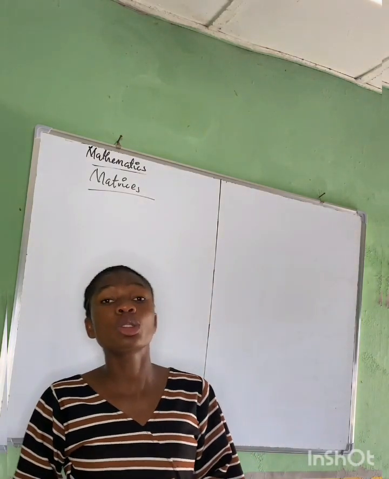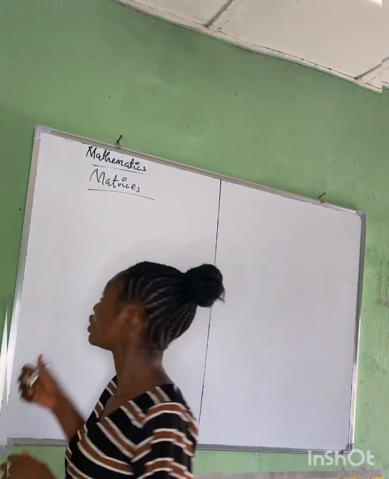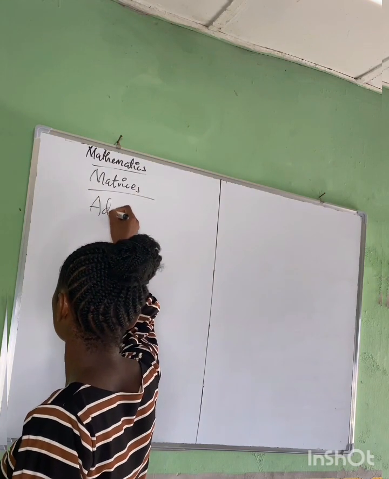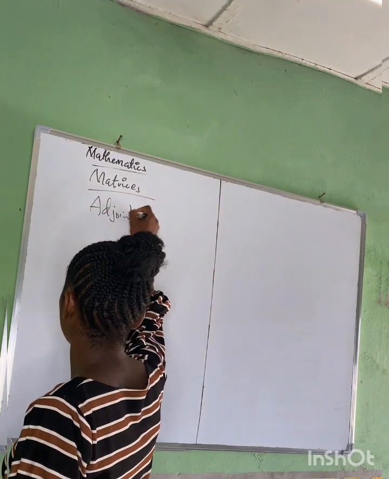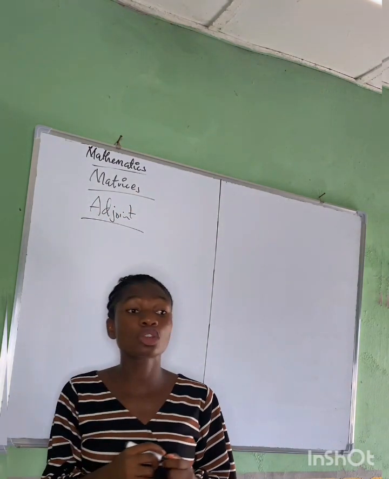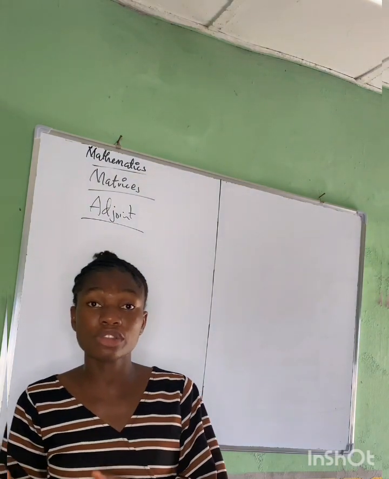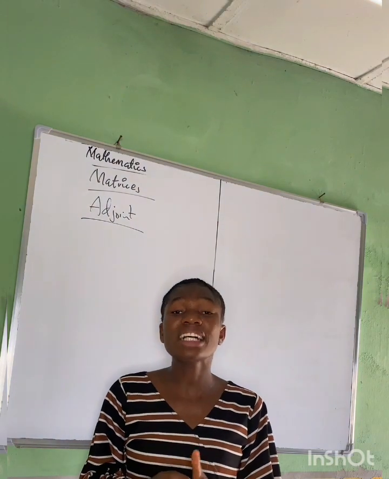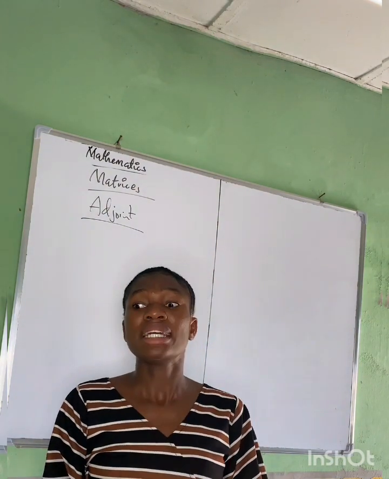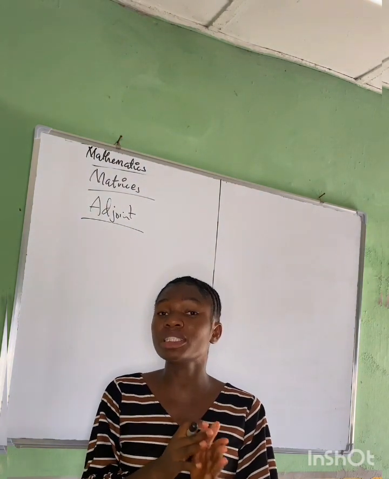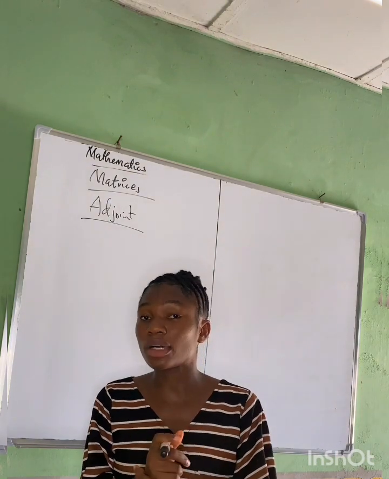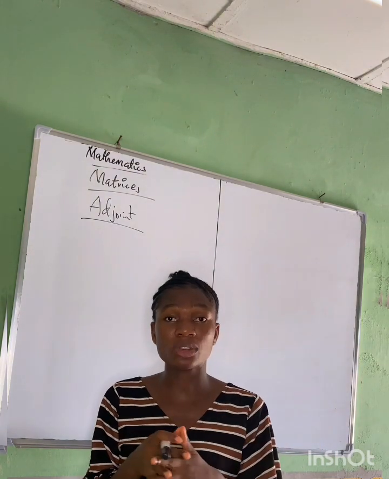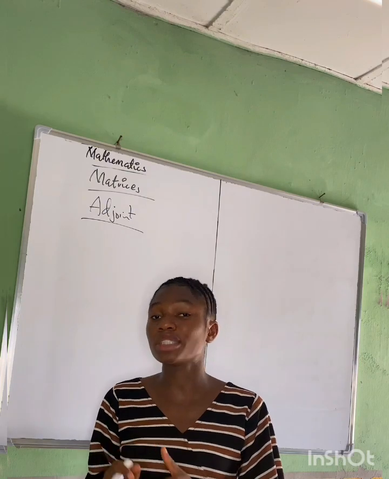Today we're going to be looking at the adjoint of a matrix. We will look at the adjoint for 2 by 2 and 3 by 3 matrices, that is, square matrices. The adjoint of a 2 by 2 matrix is simply interchanging the elements on the principal diagonal, the major diagonal. Then we change the signs of the elements on the minor diagonal.